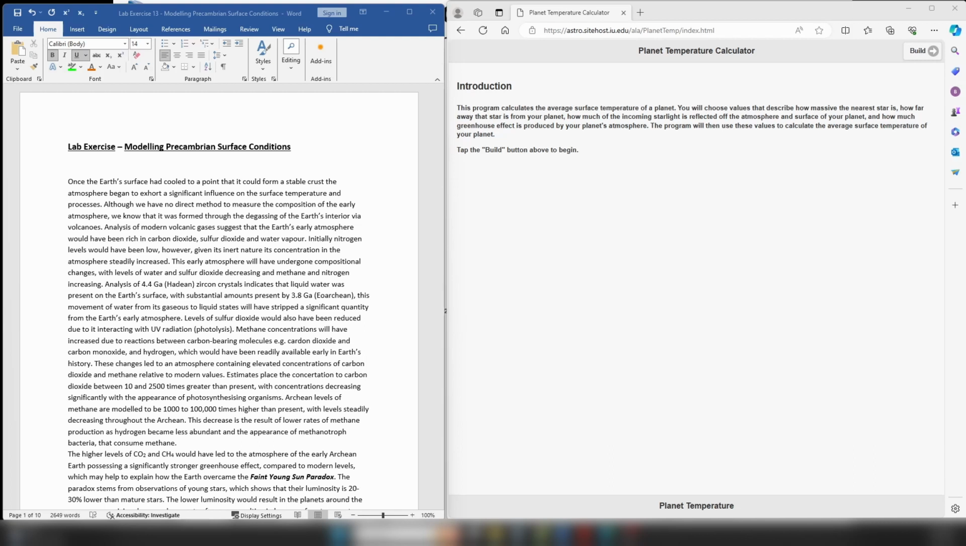But nitrogen is a relatively inert gas. So over time, the amount of nitrogen is just going to keep building up and up and up in the atmosphere until you get to present day levels. So the buildup of nitrogen is a steady process that's been taking place throughout geologic history. Now, the early atmosphere will have undergone compositional changes with levels of water and sulfur dioxide decreasing over time and levels of methane and nitrogen increasing. So we've already discussed why the amount of nitrogen goes up.